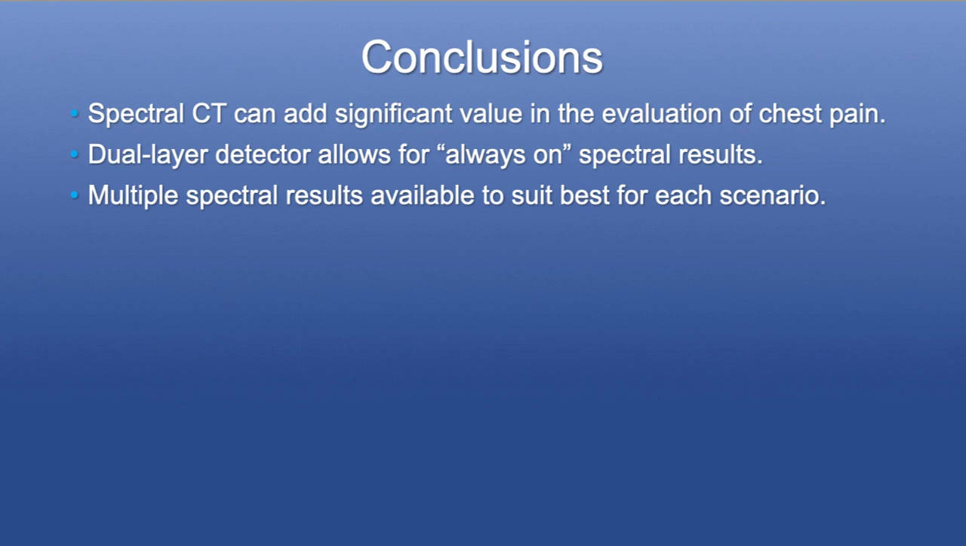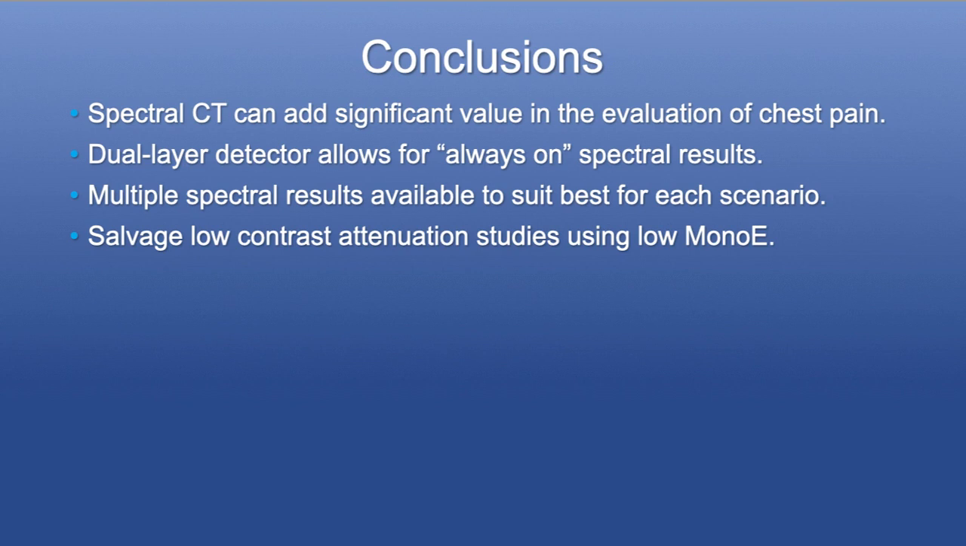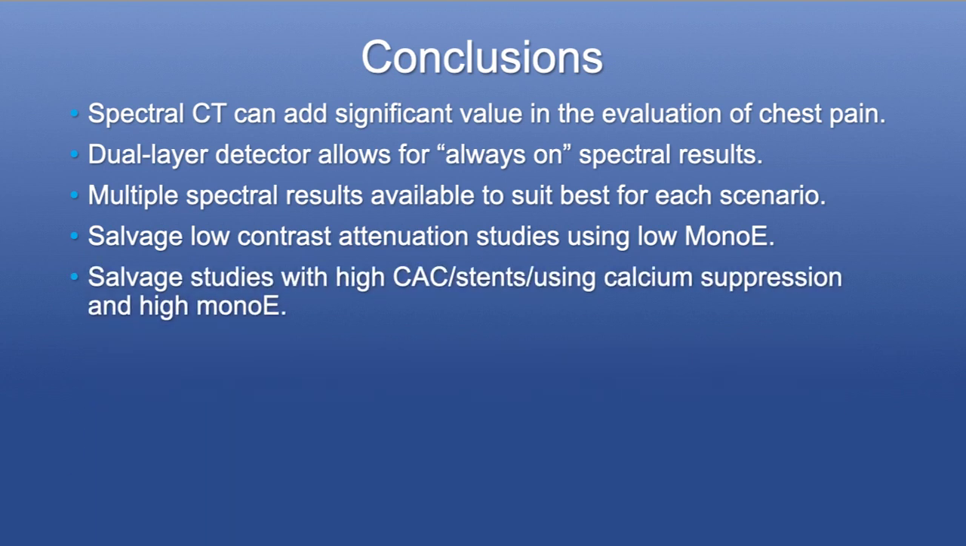In that way, we can create different cards if we want some of these spectral results to come faster, but we can also adjust them to each patient to see which one we need for that patient in particular. We can salvage low contrast attenuation studies using the low mono-Es, or we can use the higher mono-Es to deal with too much contrast. If we have calcium, stents, or metal artifacts, we could use the high mono-E or the calcium suppression.